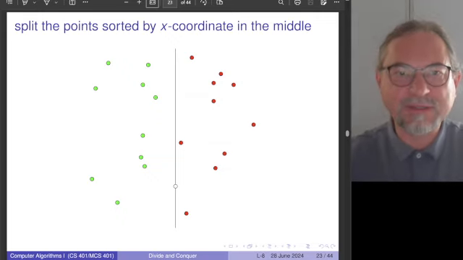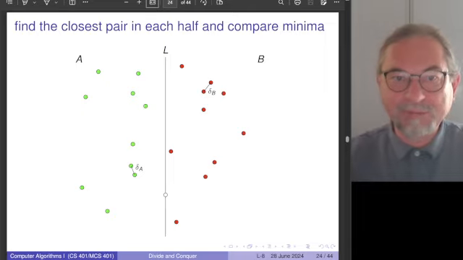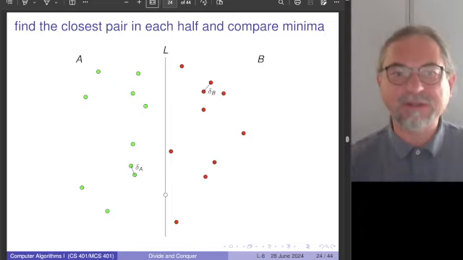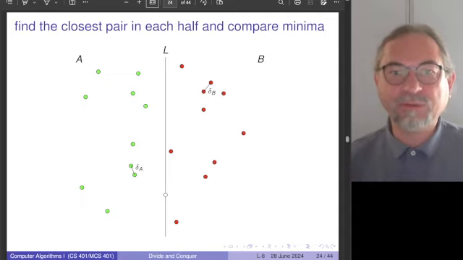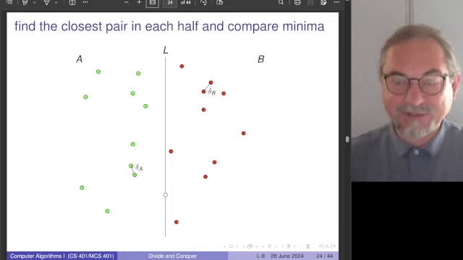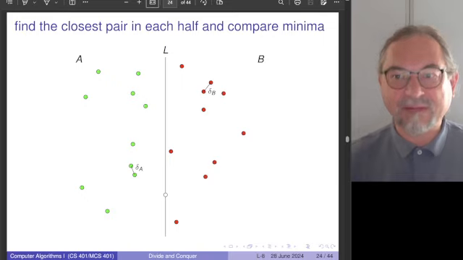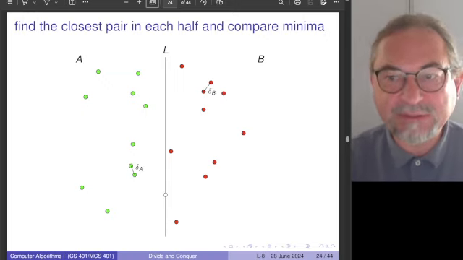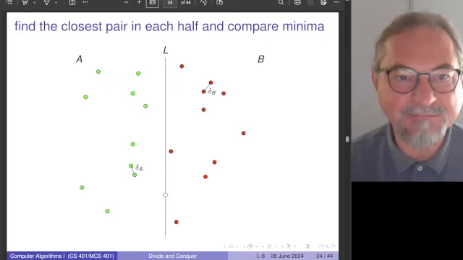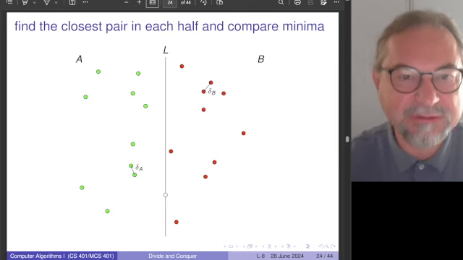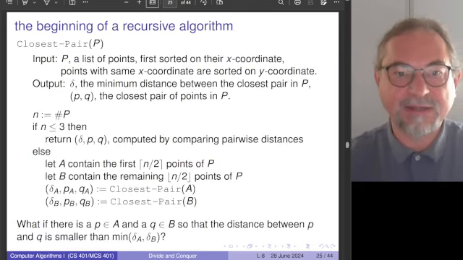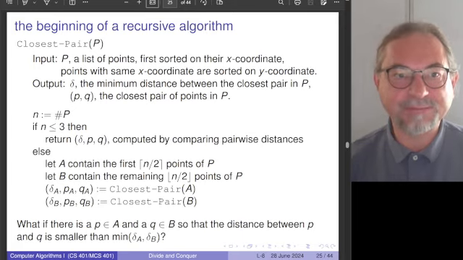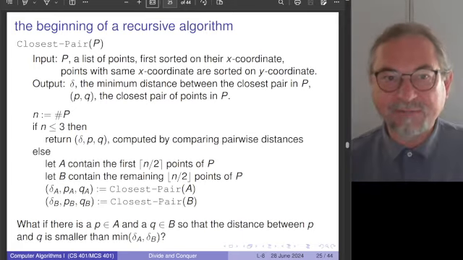Then what we will do is compute the minimum of the first half, so compute the smallest distance between all points in the first half. Then we do essentially the same split again on the points in the second half, and there we also compute the smallest distance. So then we have two distances, we call them delta A and delta B, and the smallest distance is then the smaller of these two distances. So here is the beginning of a recursive algorithm.